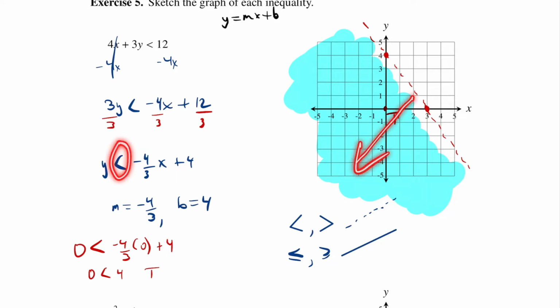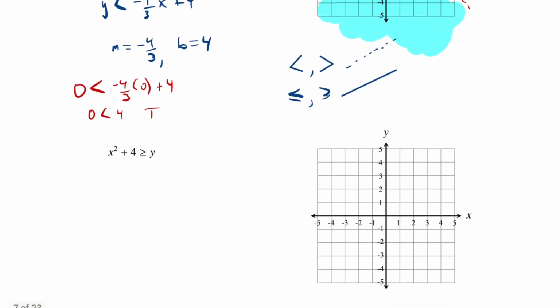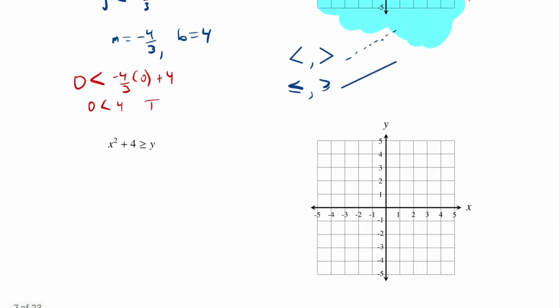Another way you could have determined this is, once you have it in slope-intercept form, if it's a less than, you shade below. If it's a greater than, you shade above. That's a shortcut. All right, for this one, let's see.